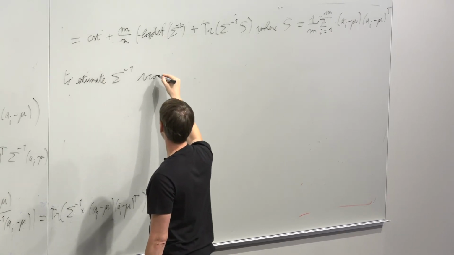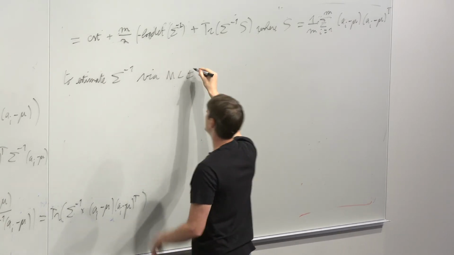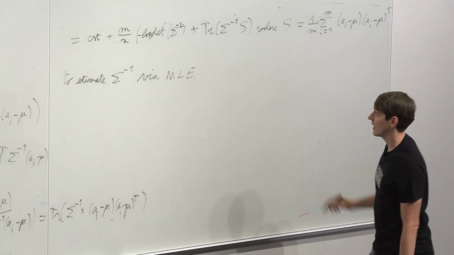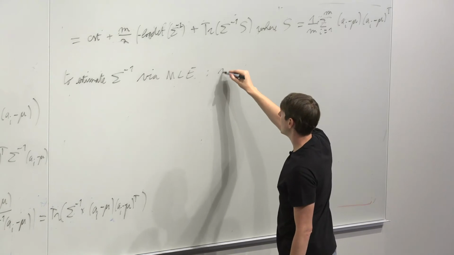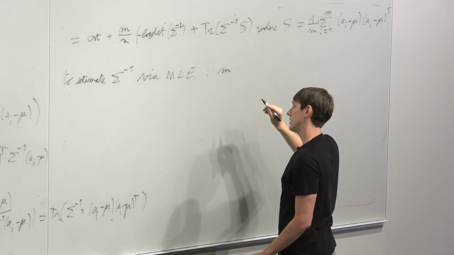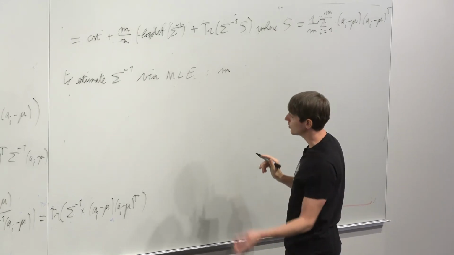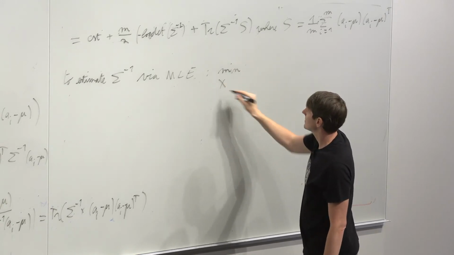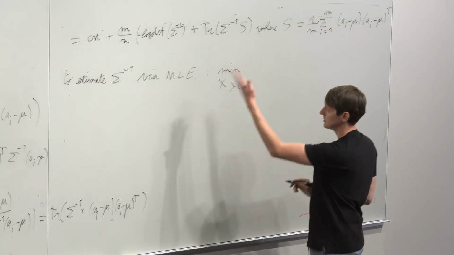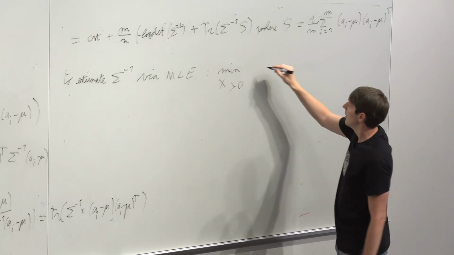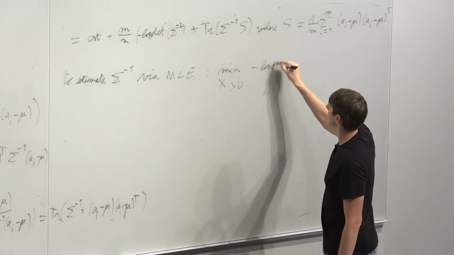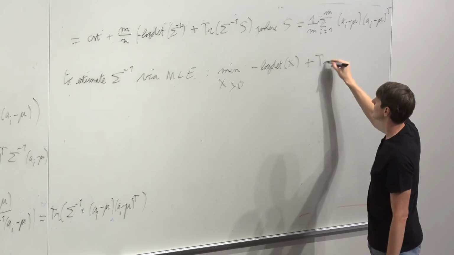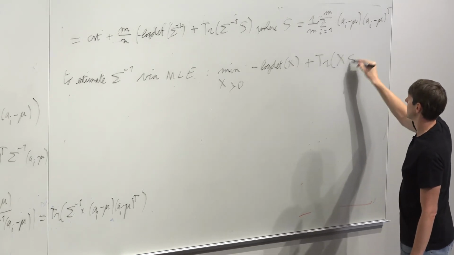via MLE, maximum likelihood estimation, I want to maximize the log likelihood. So I want to minimize the negative log likelihood. So I want to minimize over X, which is a PSD matrix, the covariance being a PSD matrix, minus log det of X plus the trace of XS.